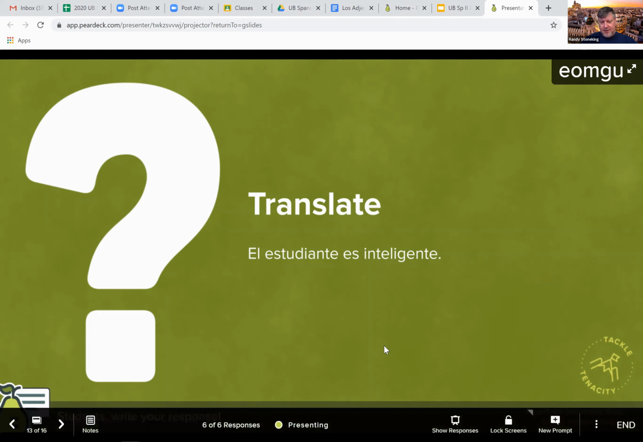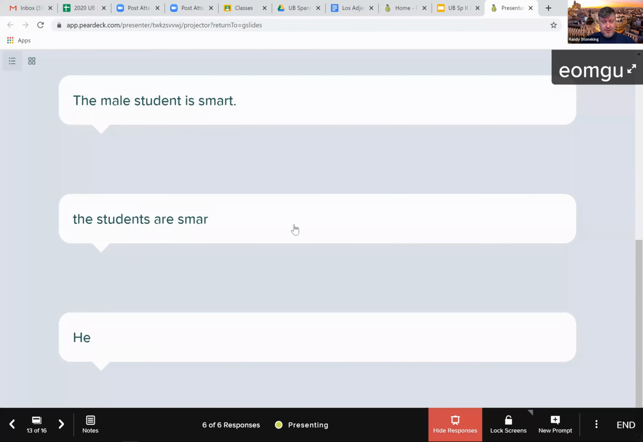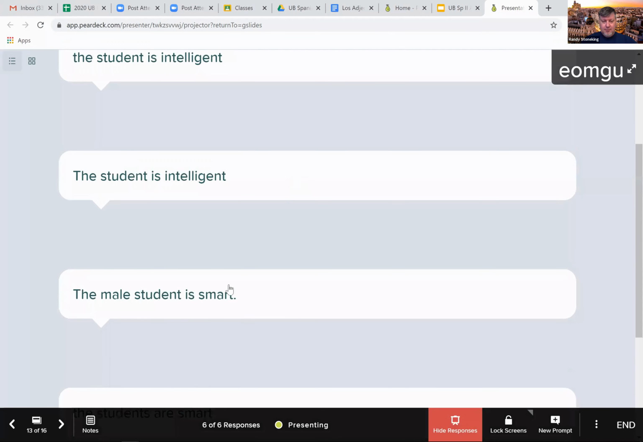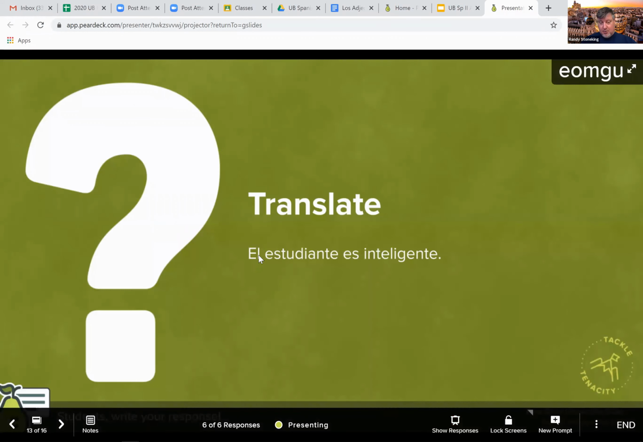El estudiante es inteligente. Let's unlock. So the student is intelligent or smart, either one. The student is intelligent. Very good. So now this answer, the male student is smart. Technically, that's true too, because with the question, el estudiante, we know that el is masculine. So this is actually a male student.